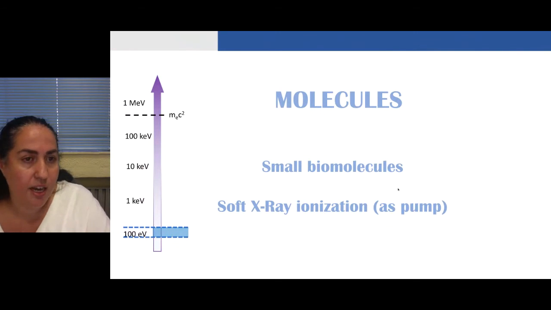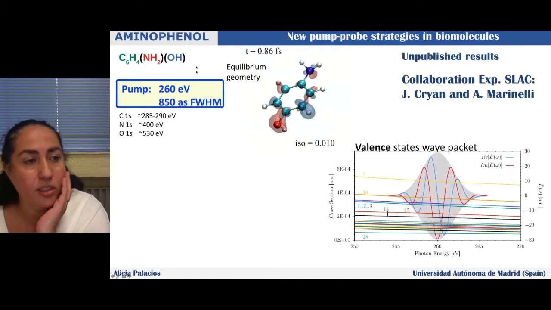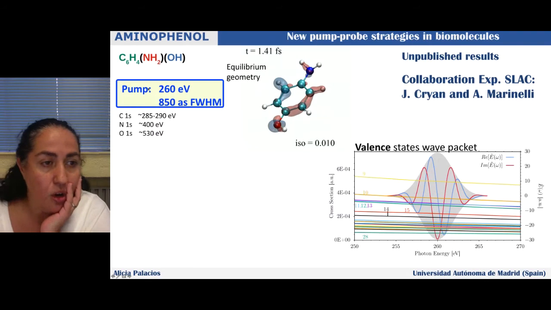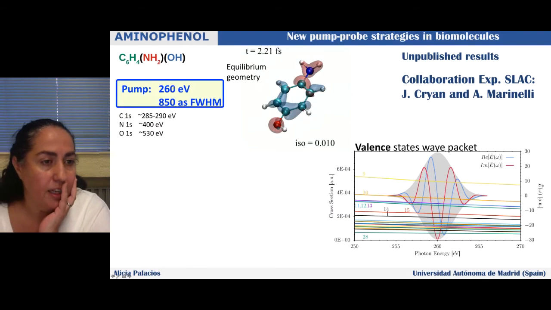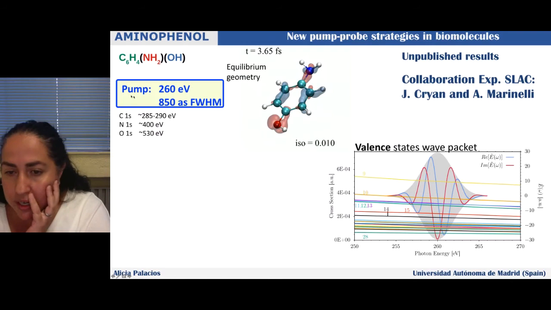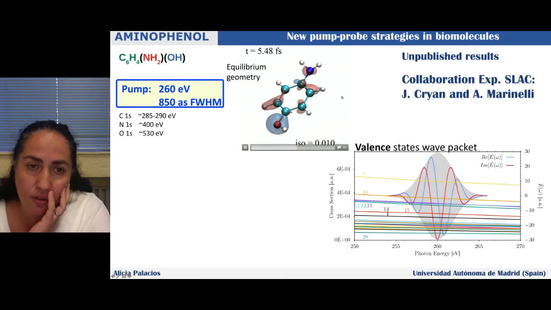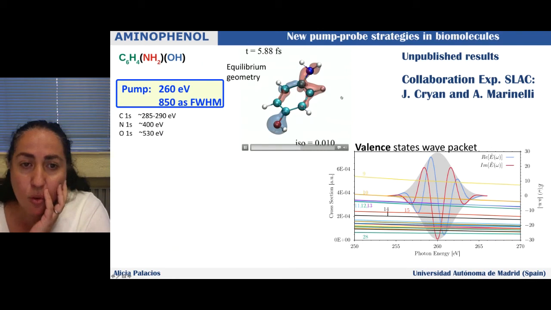And this is a work in progress in which we are now studying the aminophenol molecule in particular. We are using a pump pulse of 260 dB. It's still low enough that we don't reach the inner cells, but what we observe is that by using these large pulses, we still create a wave packet of valence states, and we observe what has been described in many other works and many other groups, this process of ultrafast charge migration around the molecular backbone.